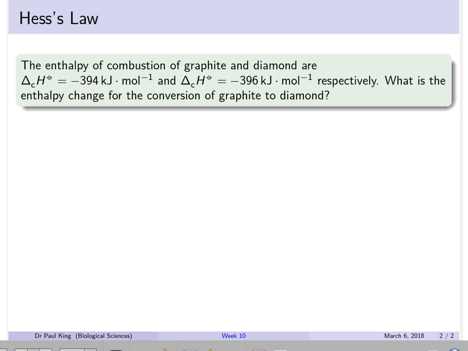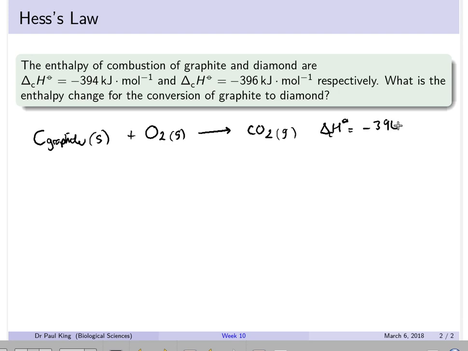So what we should first of all do is to actually write down equations which represent the combustion of graphite and diamond. So the first of those would be the combustion of graphite, okay, which means reacting it with sufficient oxygen to produce carbon dioxide gas. And the enthalpy change for that is minus 394 kilojoules per mole.